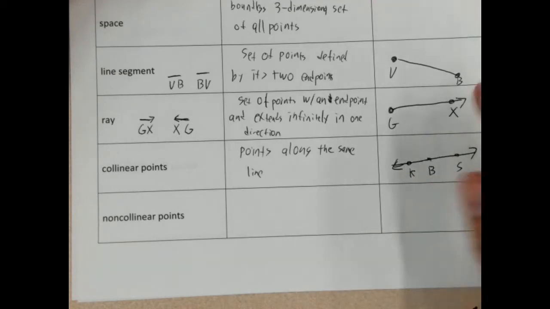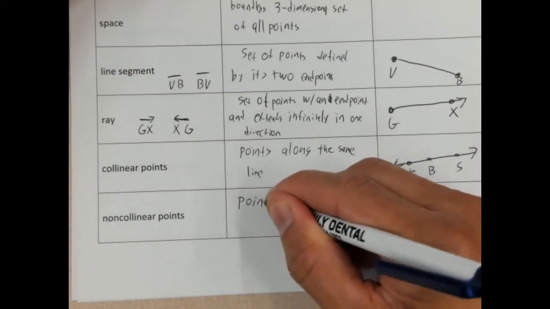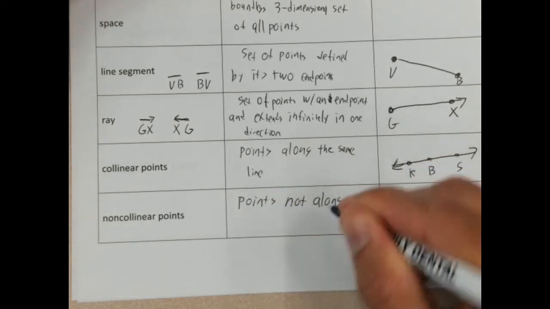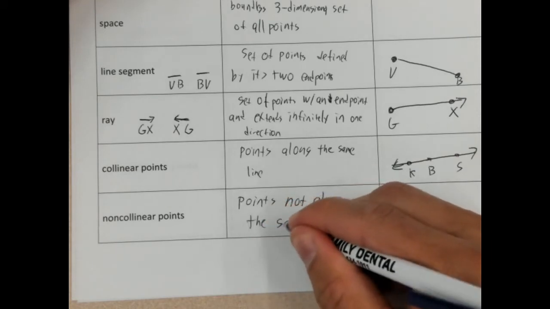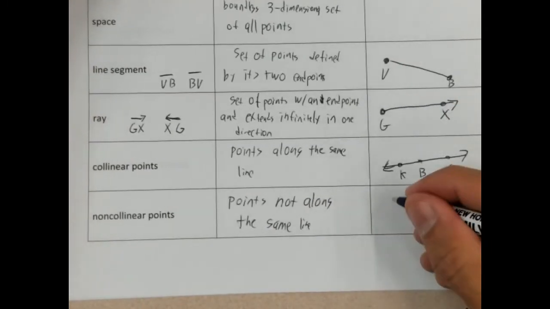Non-collinear points, I'll let you guess what that means. Yep, you guessed it. Points that are not along the same line. So let's say we had some points here.